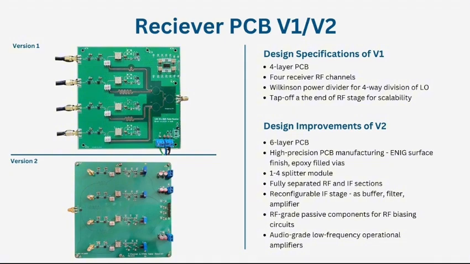The receiver PCB design was done in 2 iterations too. The first PCB version was of 4 layers and a Wilkinson power divider to split the LO for the 4 channels. The second PCB was designed as a 6-layer high-precision board with a 4-way splitter module and better isolation between the RF and the IF sections. The IF stage was improved with reconfigurable circuit topologies for better flexibility.